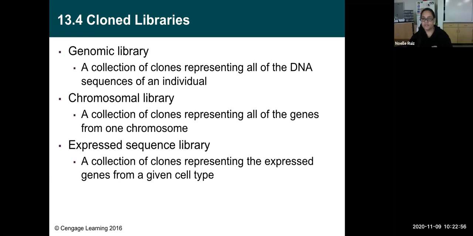Brain cells express different genes than our eye cells, than our stomach cells, than our hair cells. They all express different genes. That's what makes them different.